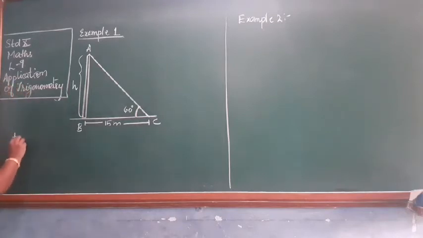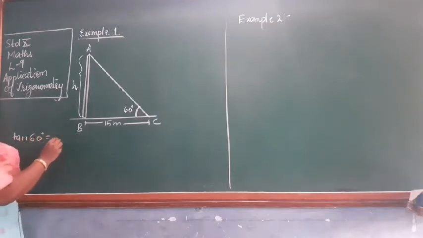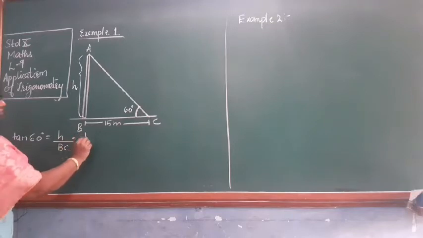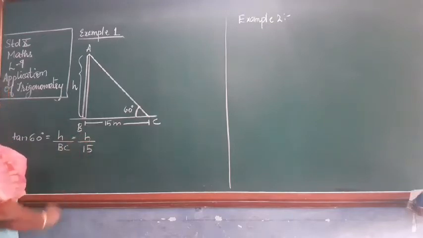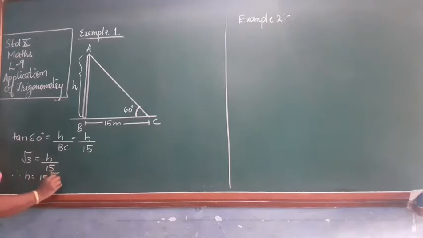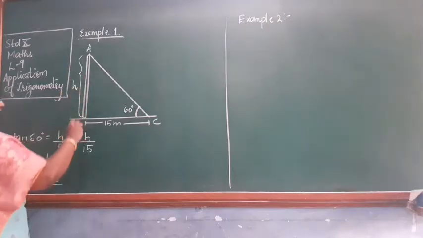Let me take tan of 60 degrees, which is equal to H upon BC. BC we have, what is it? It is equal to 15. Also we know the tan 60 value. Tan 60 value is root 3. So root 3 is equal to H upon 15. Therefore, H is equal to 15 root 3. So the height of the tower comes out to be 15 root 3.